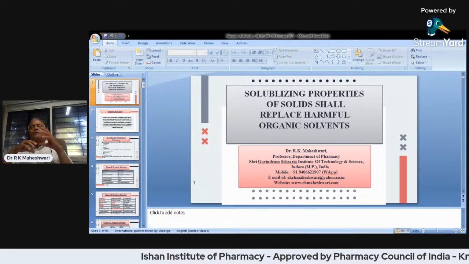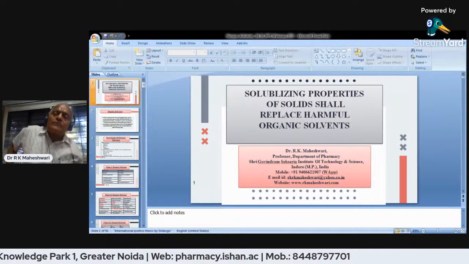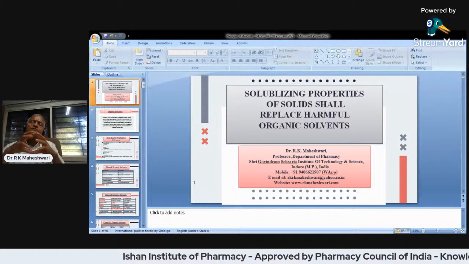So what has been done? Dimethyl carbamide has been replaced by sodium benzoate solution. Sodium benzoate, you know, is solid at room temperature, so a concentrated solution was employed as solvent to carry out the titrimetric analysis. In this way, sodium benzoate solution has replaced a class 2 harmful organic solvent, dimethyl carbamide.